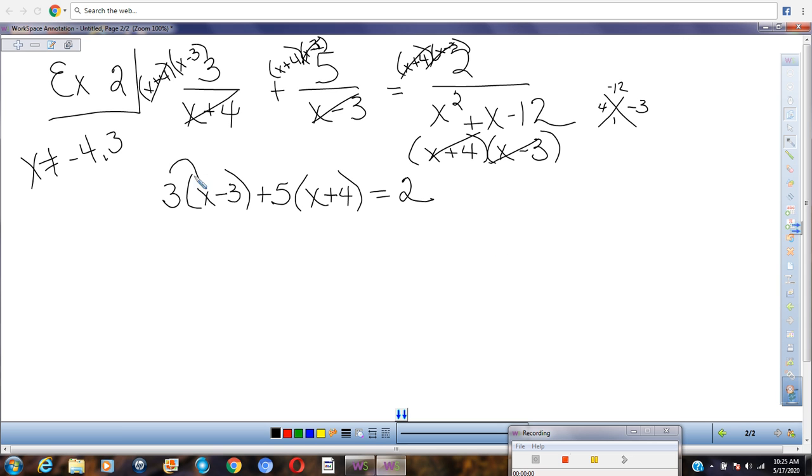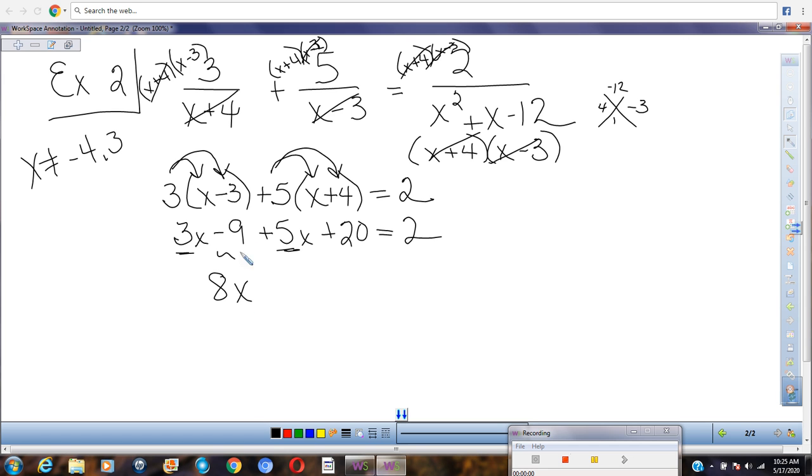We're going to distribute: 3 times x is 3x. 3 times negative 3 is negative 9. 5 times x is 5x. 5 times 4 is 20. Again, we're at the end of the parentheses, so we're done distributing. Equals 2. Collecting like terms, we have 3x and 5x for a total of 8x. We have negative 9 and 20 for a total of 11 equals 2.